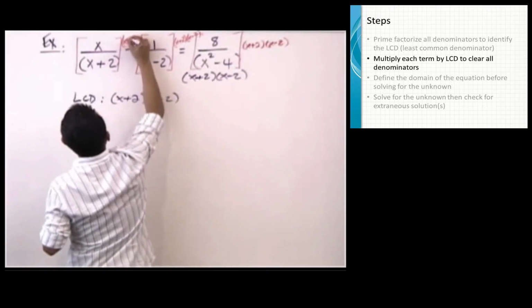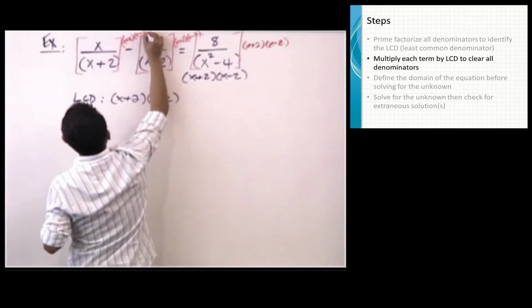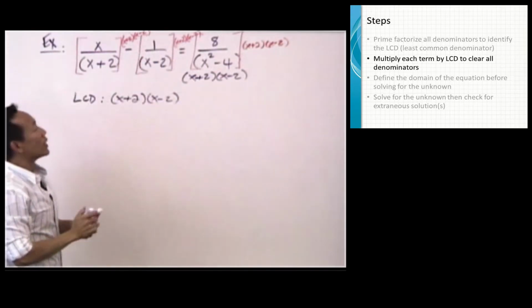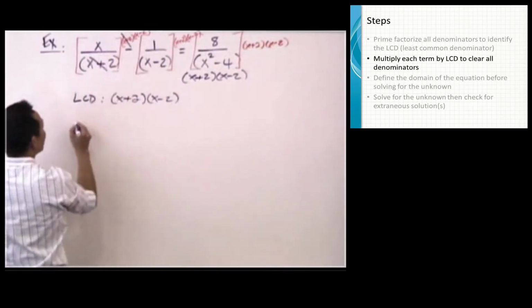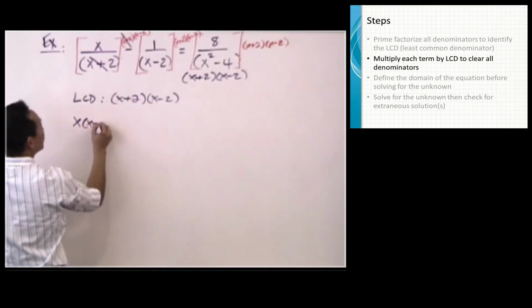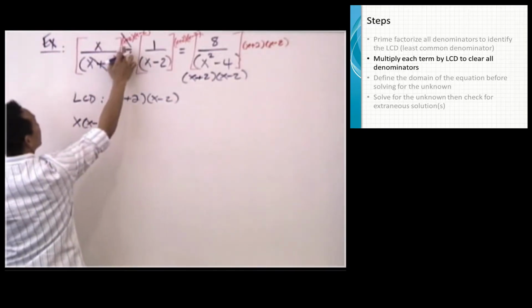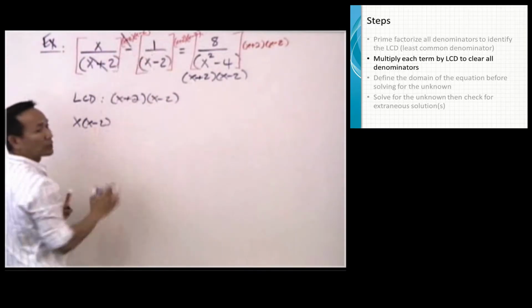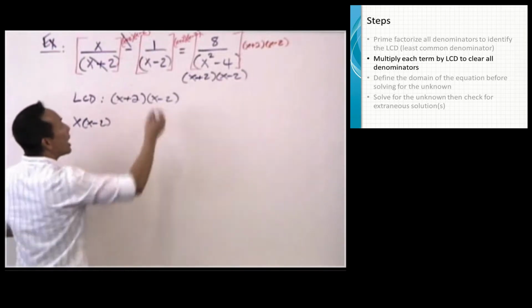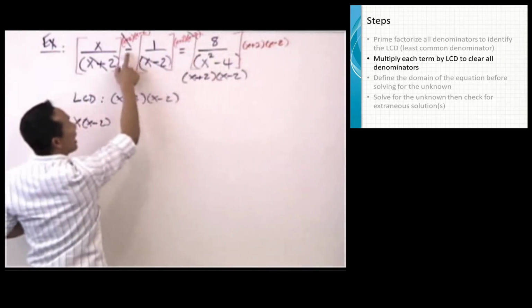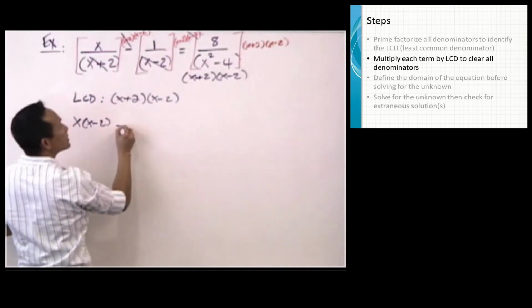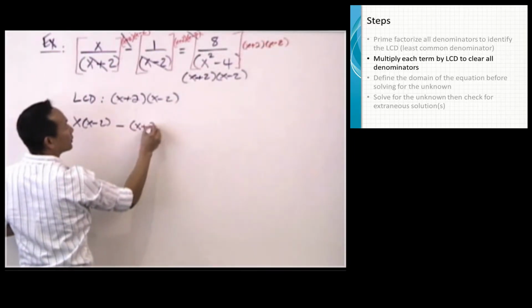x plus 2, x minus 2. The first term, we divide x plus 2 out. I have x times x minus 2 left. x times x minus 2. The second term, I divide out x minus 2. I have negative 1 times x plus 2.